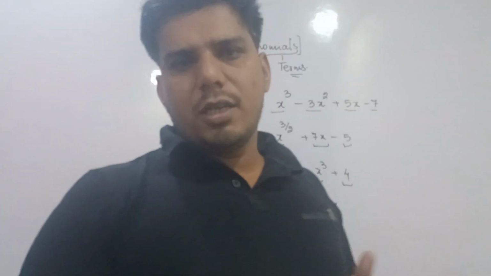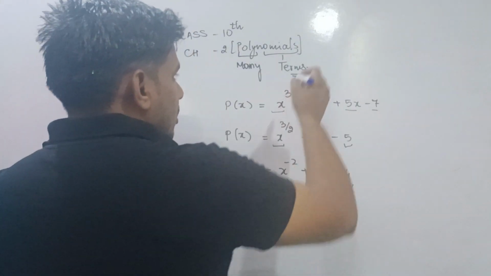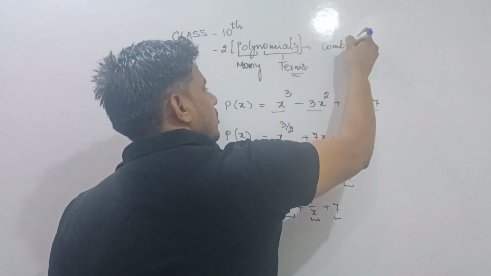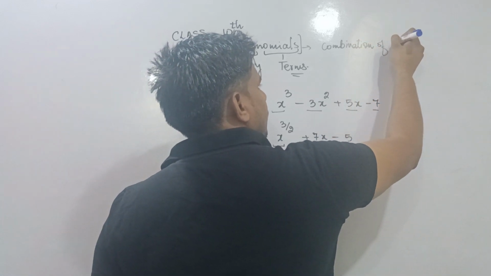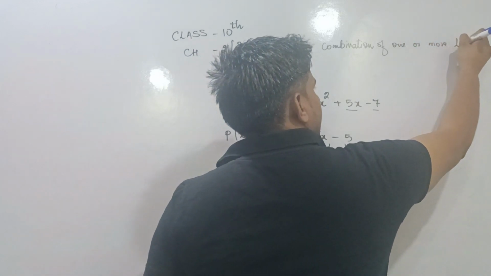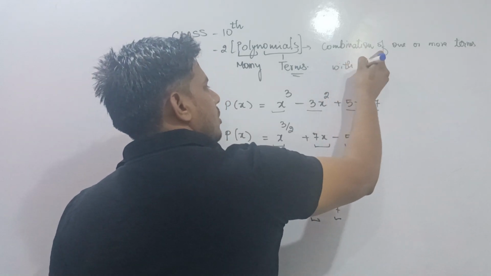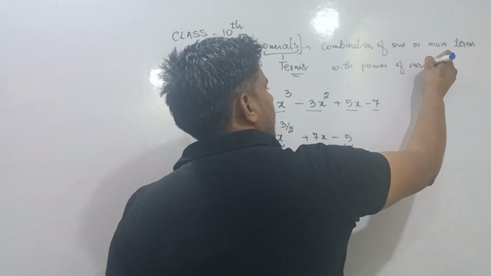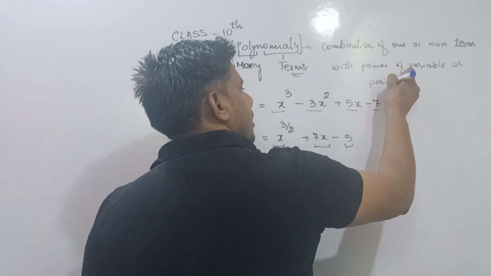We need to understand this here. So polynomial means combination of one or more terms with power of variable as positive integral.